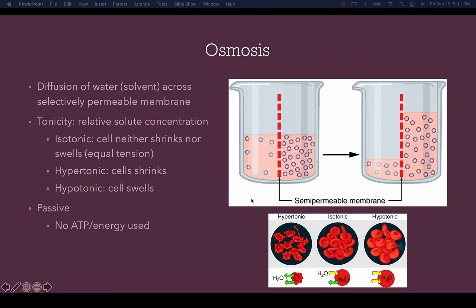So again, this process of osmosis is passive, meaning that there is no ATP consumption used. No energy is used. A critical aspect of homeostasis in the body is trying to maintain an internal environment that is isotonic, meaning that there are equal concentrations of solutes in and out of the cell. When this balance is disrupted, various organ systems are going to attempt to compensate for this, such as the kidneys.